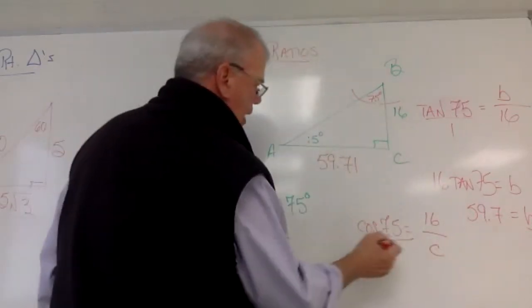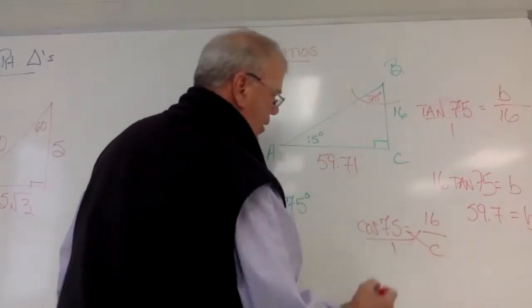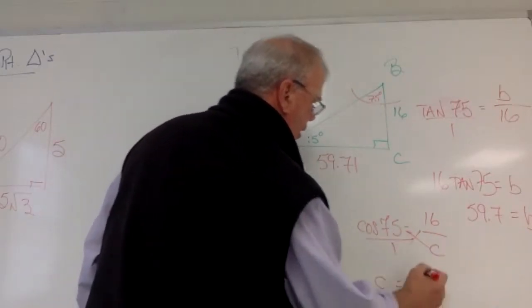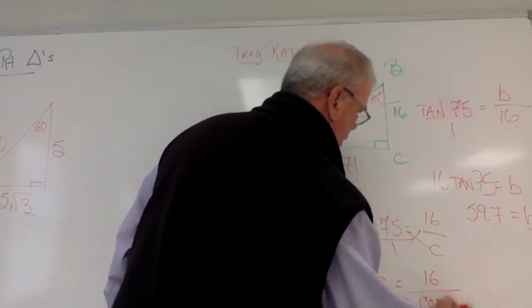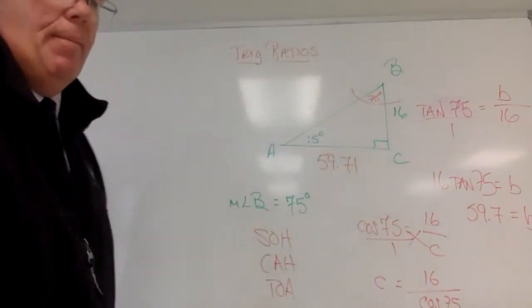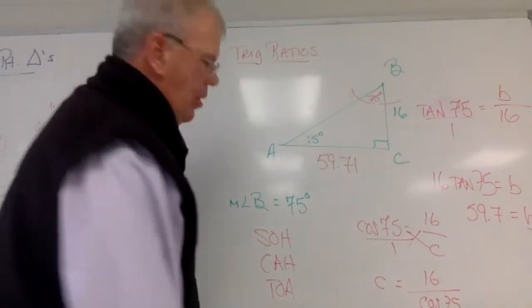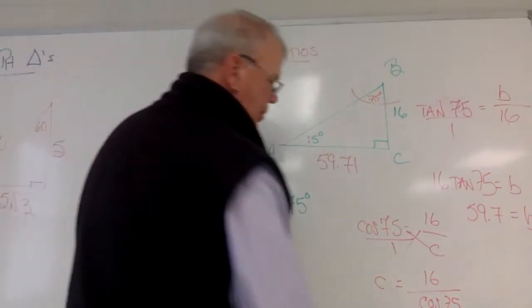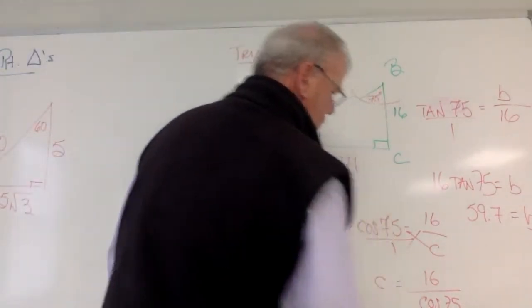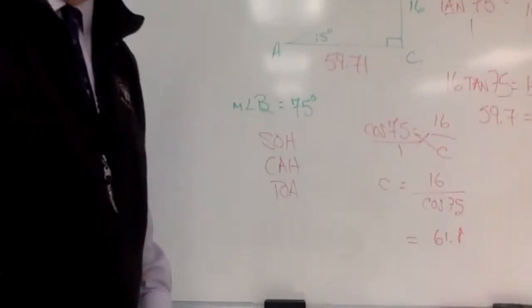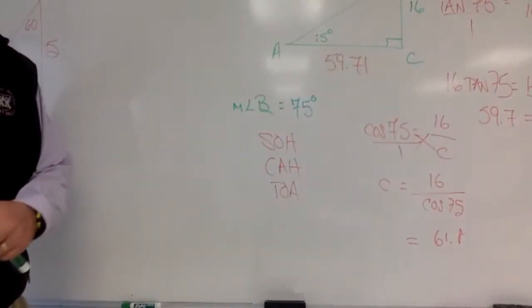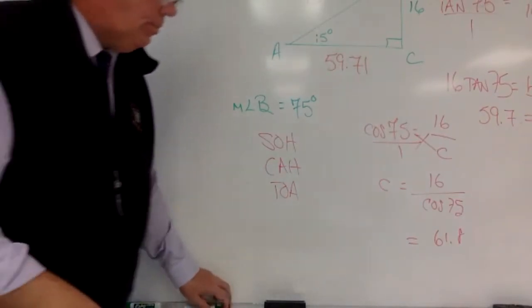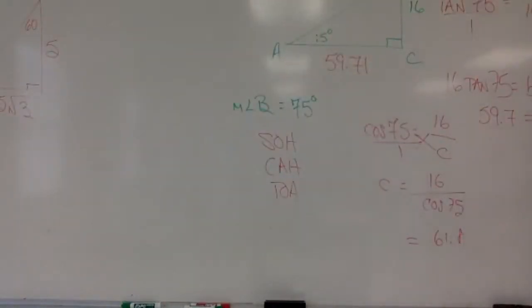Now I've got two steps, right? C equals 16 over the cosine of 75. Does that make sense? What's that work out to? 61.8. Yeah, there you go. All righty. Is that working?